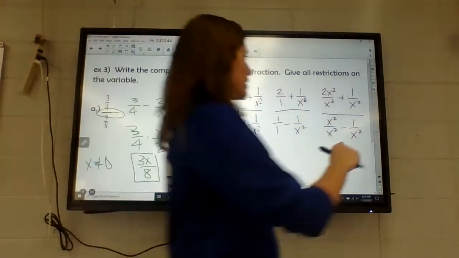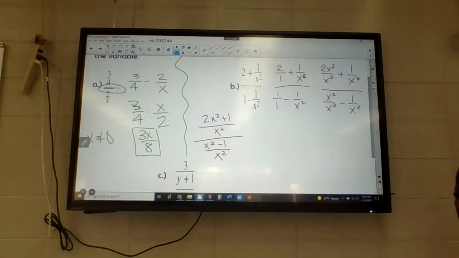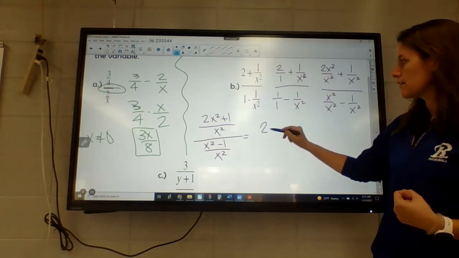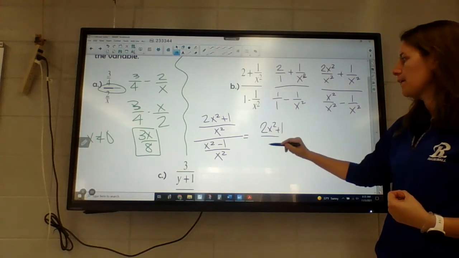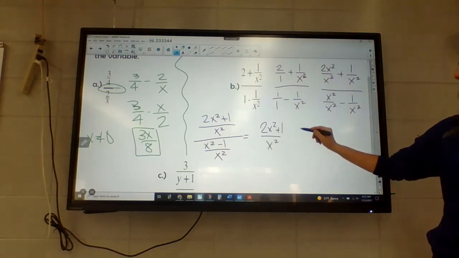Now we're finally ready to flip and multiply. Because now we have a single fraction and a single fraction. Before we had multiple things going on there. Now we have to kind of simplify. So now we're going to flip and multiply. So the first fraction, or the top fraction, is going to stay as it is. And then I'm going to multiply by this one flipped over.